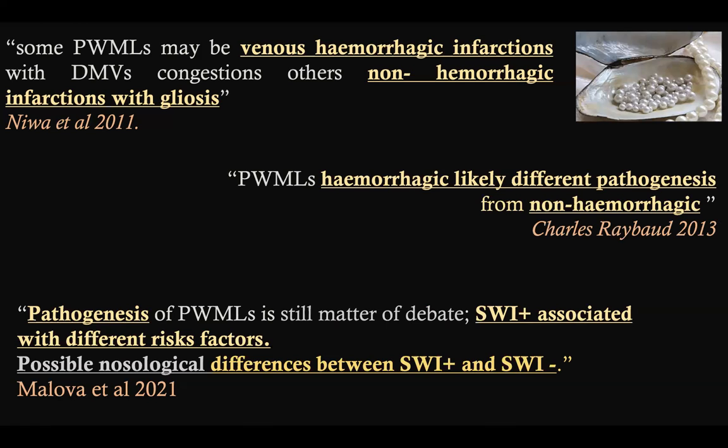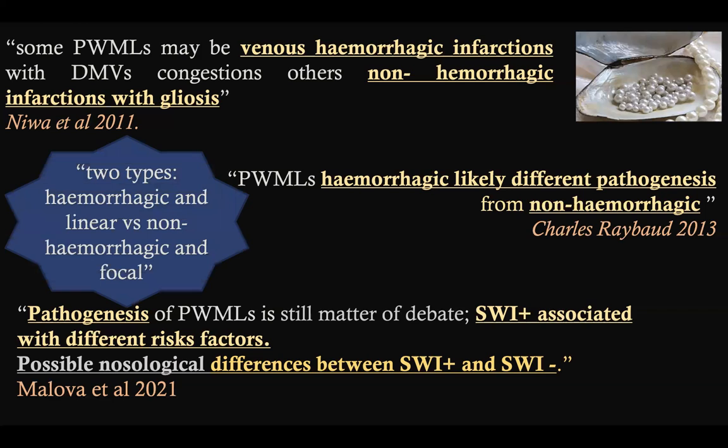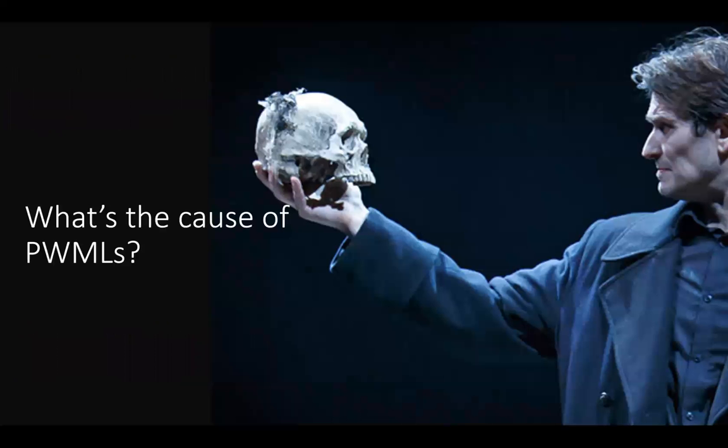Coming back to a seminal paper from Charles Raybaud, he said that again, the hemorrhagic punctate white matter lesions have likely different pathogenesis from the non-hemorrhagic, but we don't know precisely what the factors involved are yet. So, just to recap, two types: hemorrhagic and linear, associated with the deep medullary vein; and non-hemorrhagic and focal.